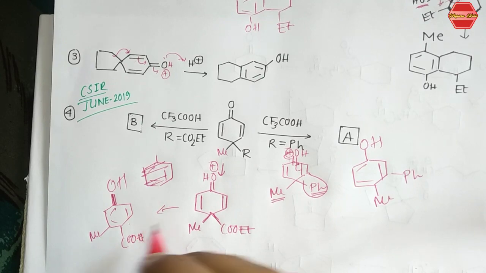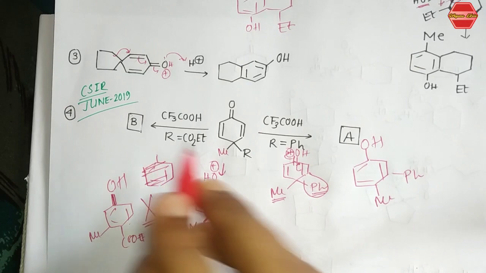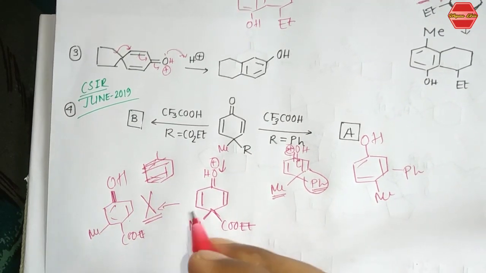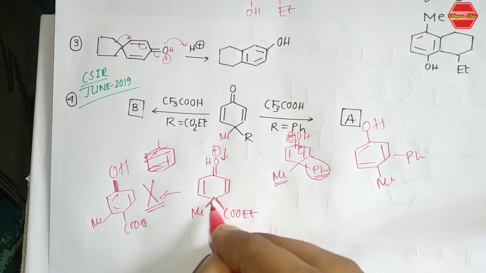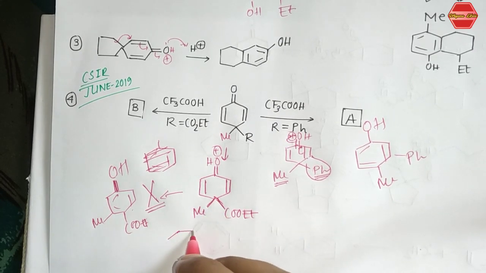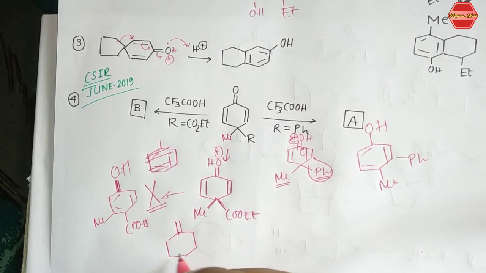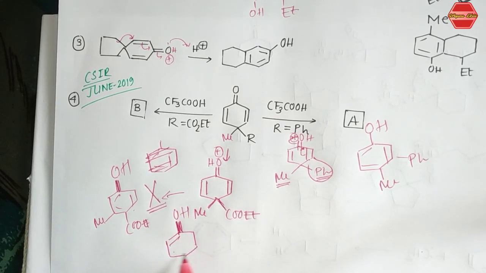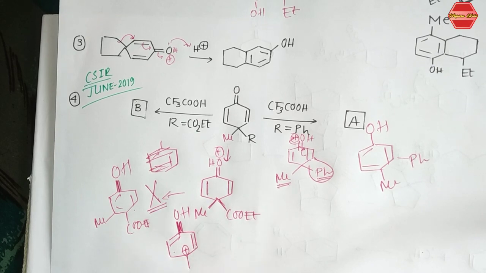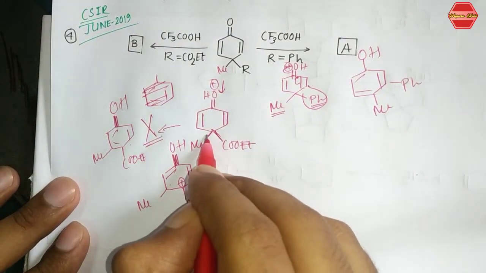That is, you have methyl migration and CO2Et. But you are completely wrong, just because this methyl does not migrate over here. And why this methyl migration does not take place, I will show you that. If the methyl migrates, then what will be the intermediate? See here, if the methyl migrates, this is your OH, the bond goes here, here is your positive charge, and here is your COOEt, and here is your methyl. So this methyl will migrate over here.